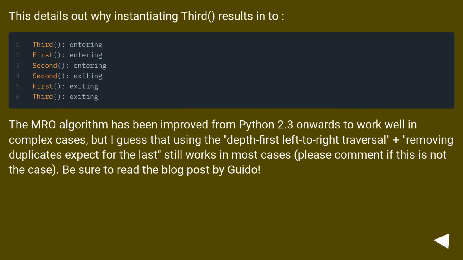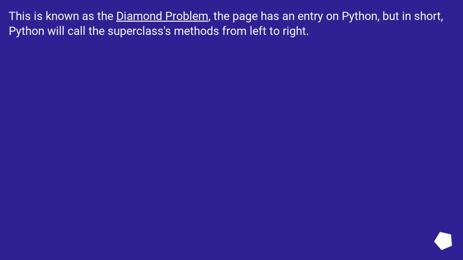The MRO algorithm has been improved from Python 2.3 onwards to work well in complex cases, but I guess that using the depth first left to right traversal plus removing duplicates except for the last still works in most cases. Please comment if this is not the case. Be sure to read the blog post by Guido. This is known as the diamond problem. The page has an entry on Python, but in short, Python will call the superclass's methods from left to right.